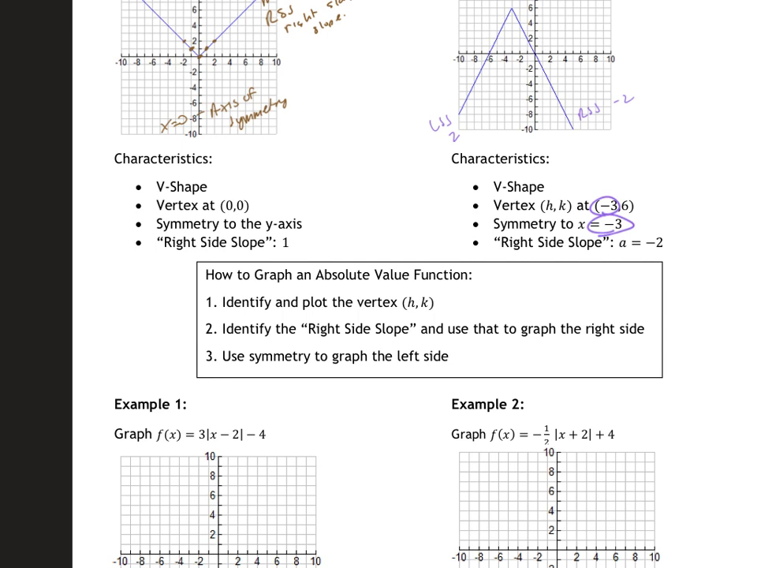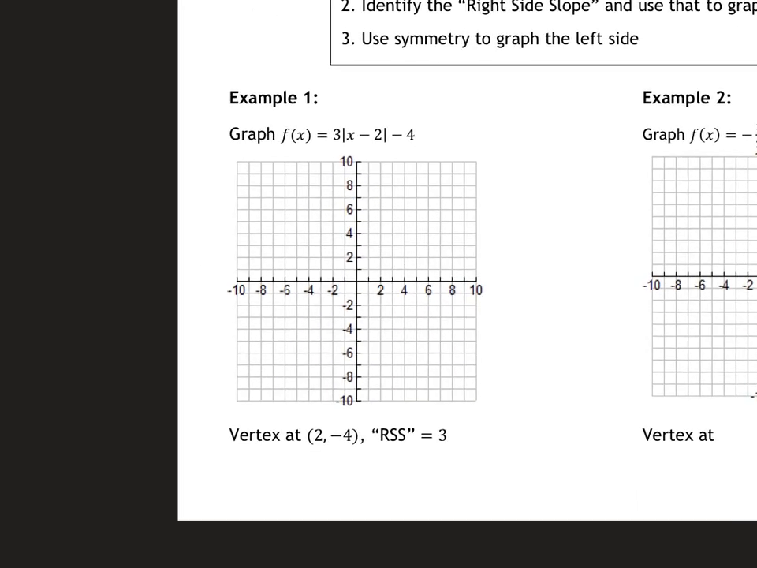So how to graph it? First, we're going to identify and plot the vertex. Then you're going to look at the right side slope, and then use that symmetry to graph the left side slope. All right, so let's take a look at this one.